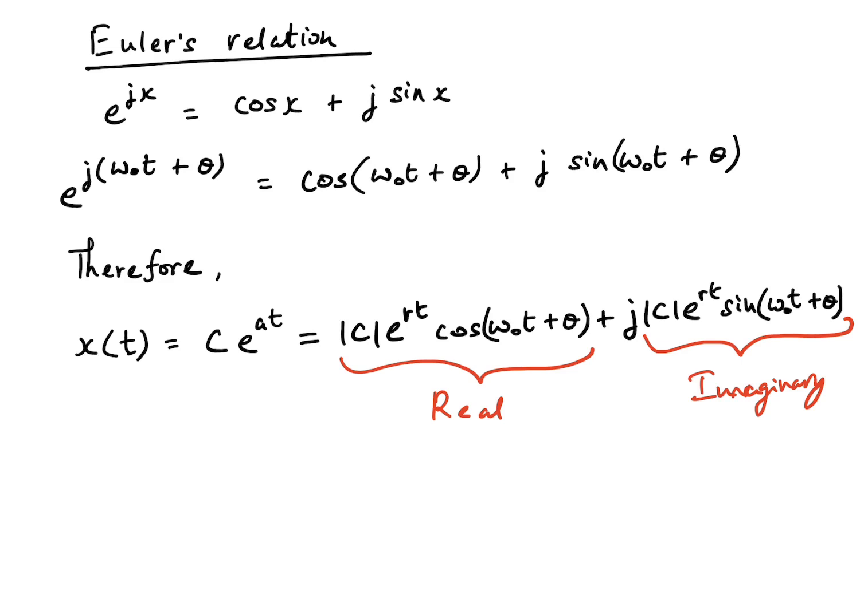Now we are going to analyze what form this signal takes for different values of r. By setting r to specific values or ranges, we are going to get different types of signals. You'll see what happens when r is equal to 0, when r is positive, when r is negative, and so on. So we will see the different cases and analyze the complex exponential for different values of the parameter r.